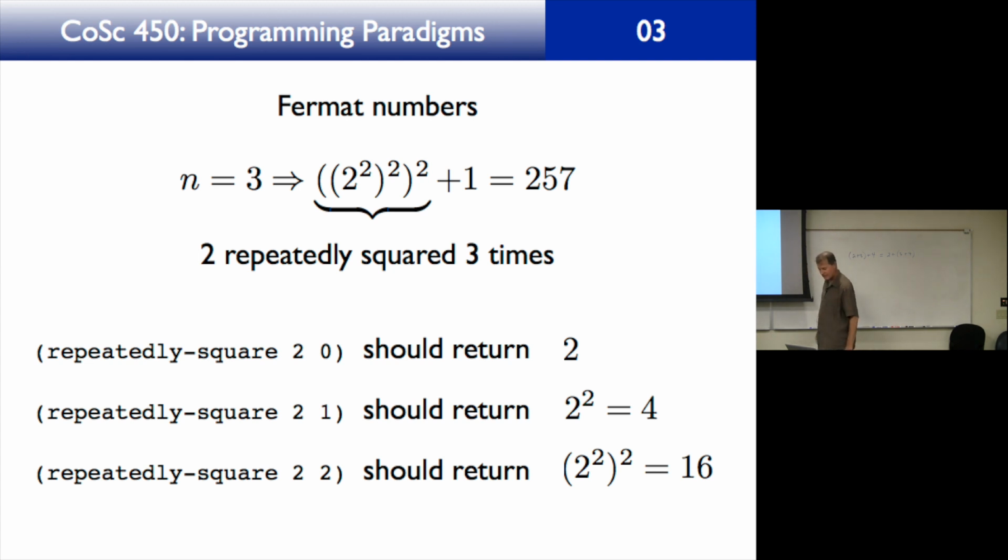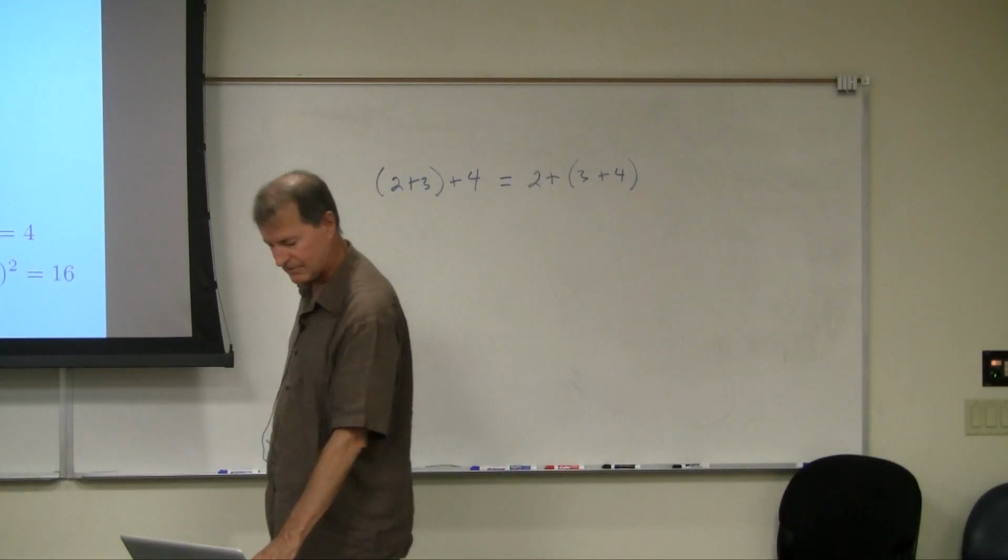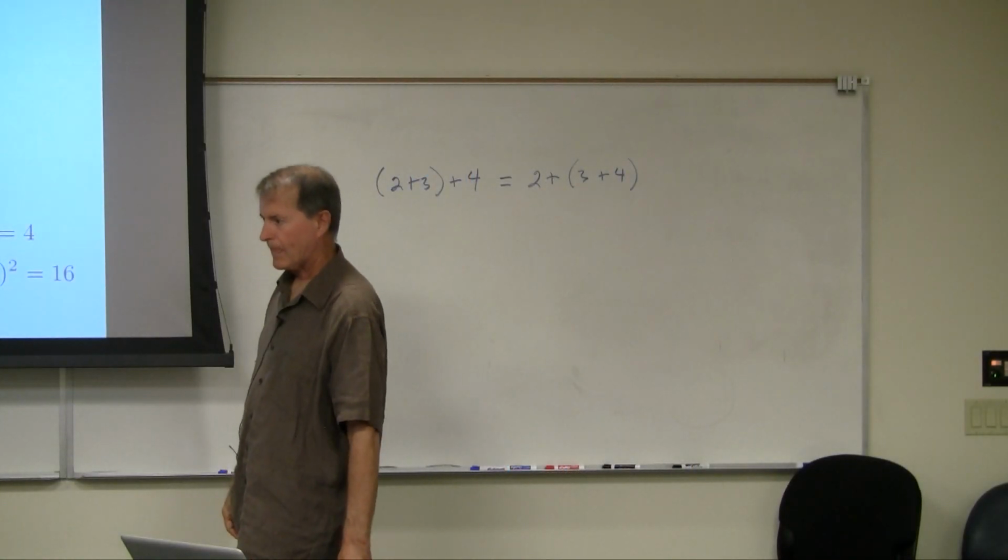how could we write the Fermat number? Is all we would have to do, here, let's go back. Is all we would have to do would be to do what? To get the Fermat number, we'd just have to do what? Add one to that. Yeah? Is everybody good?